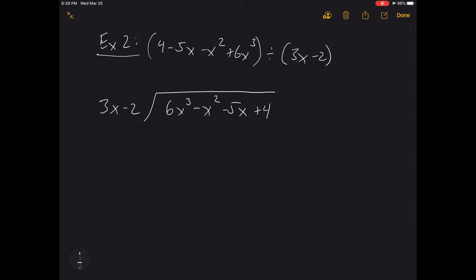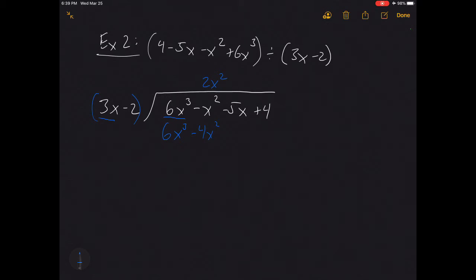Alright, so now let's see what the process is again here. So the first thing is we look at the first term, 3x. We ask ourselves, what do we multiply times 3x to get 6x cubed? And the answer to that is 2x squared. I'm going to place that on top of my x squared, and then we multiply the 2x squared by both terms on the outside here. So 2x squared times 3x needs to be 6x cubed. It is, and that's what we have to have happen, because that first term has to go away when we do the subtraction every single time, or we did something wrong. And then we multiply the 2x squared times the negative 2, which is going to be minus 4x squared.